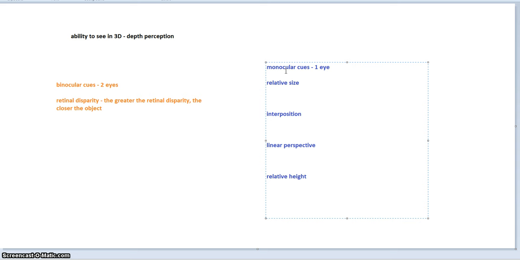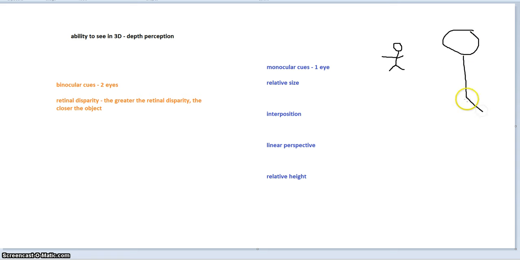Relative size says that when something is tiny, we assume it's farther away. And I am going to draw some fairly ugly stick figures for you to help show this to you. So if you have 2 stick figures, and one is this size, and one is this size, chances are when you look at them, it looks like this dude is farther away. That would be relative size.